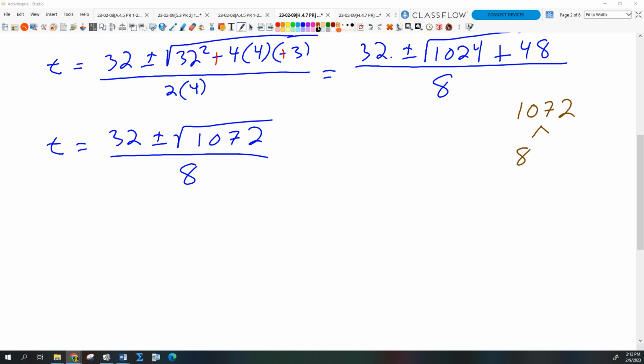Well, 8 goes into 10 once, right? With 2 left over. 8 goes into 27 3 times with 3 left over. 8, so 134 and 8. Okay. And then 134 is going to break up into 2 and 67, which is prime.